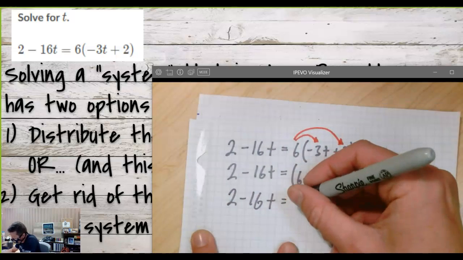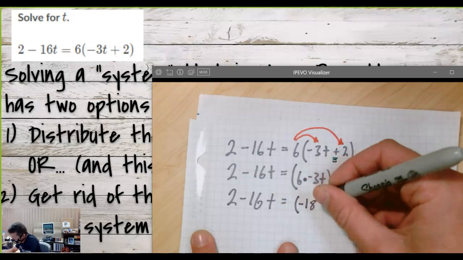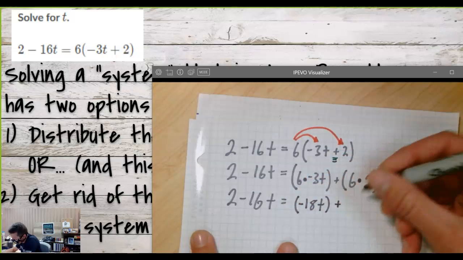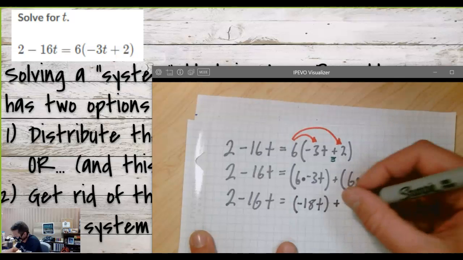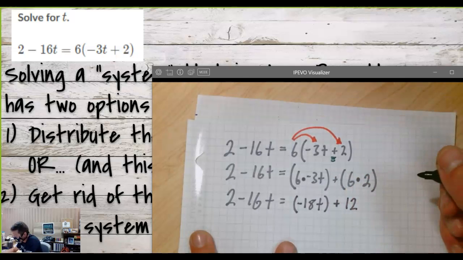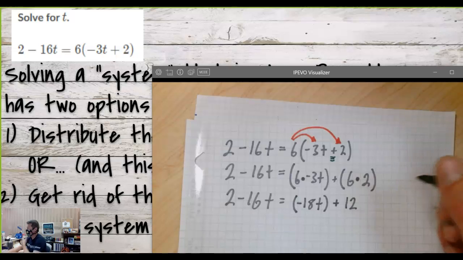6 times negative 3t, negative 18t. 6 times 2, 12. Which side has the higher variable? Sophia? The left side. Why? What's the value of the variable over there?